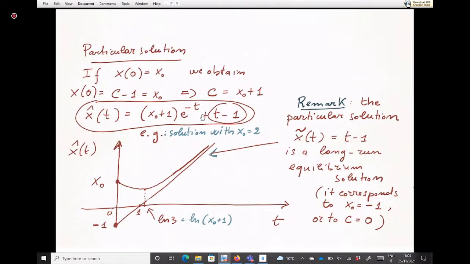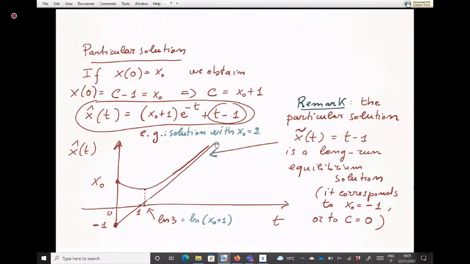And this is the full solution. x0 plus 1 means x0 minus minus 1, so it is the initial deviation from the initial level of this particular linear solution. And you see what happens? There is a kind of stability here. In the long run, our solution converges to this straight line. This straight line plays the role of a stable steady state. It is not a steady state in the strict sense; it is a time-varying trajectory. It's not a constant trajectory, but any other solution converges to this one.